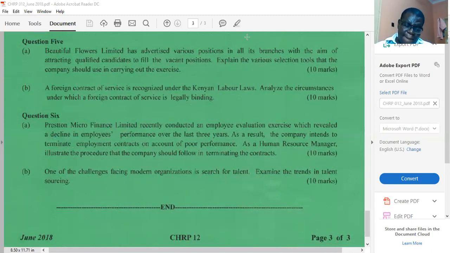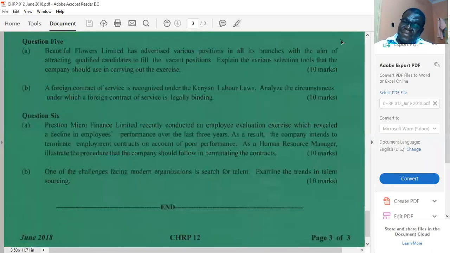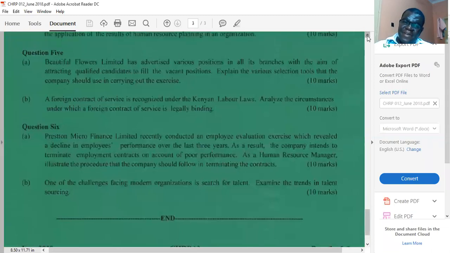Anybody else? What is the question again, Walim? Benton? Yes. Read question 4B.